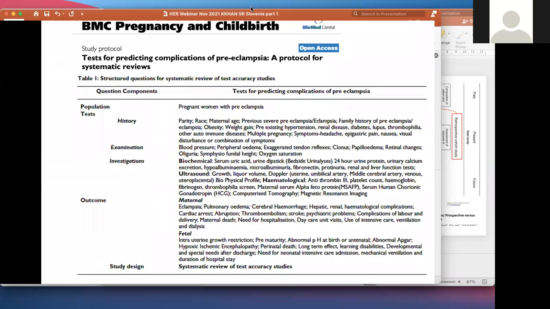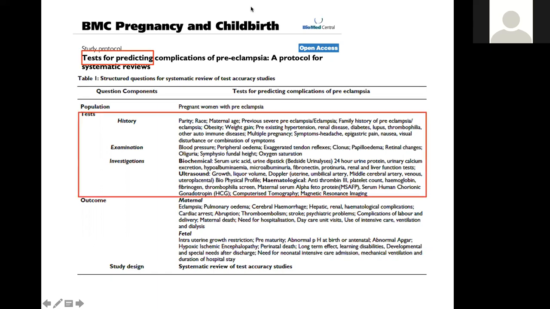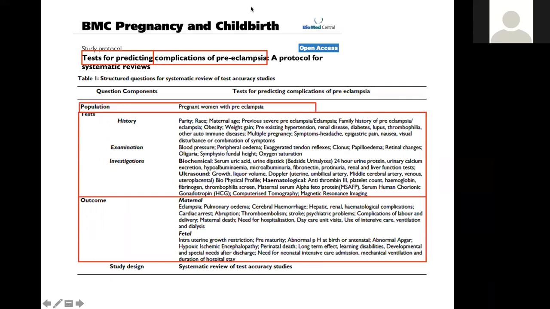Just to recap, I highlighted to you how a structured question, in this case a question published in an article concerning the protocol of a systematic review that evaluated tests for their accuracy in predicting a particular outcome in a particular population.